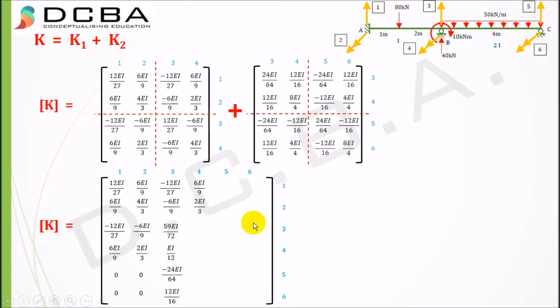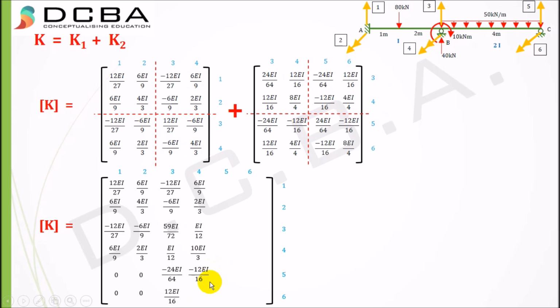Element 3 4 is present in matrix 1 as well as in matrix 2, so we need to add them up. So it is EI by 12, that is adding up this element and this element 3 4, third row fourth column, third row fourth column. Element 4 4 is also present in both the matrix, that is fourth row fourth column, fourth row fourth column. We get 10 EI by 3.